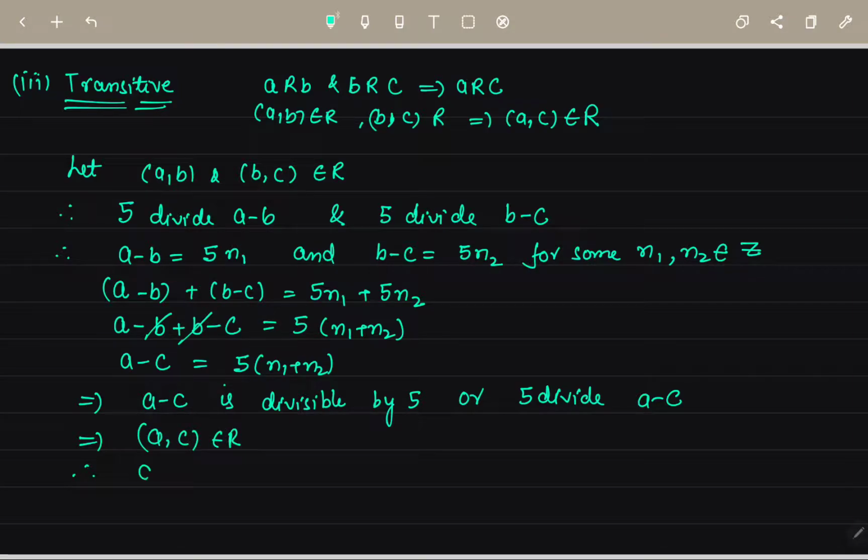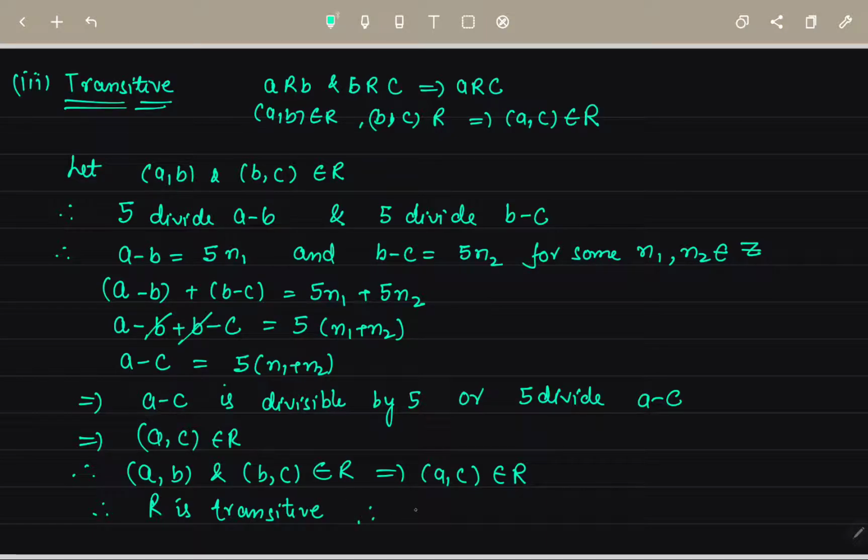सो देयरफॉर आई विल राइट ऑर्डर्ड पेयर ए बी एंड ऑर्डर्ड पेयर बी सी ये किसको बिलोंग कर रहे हैं, आर को कर रहे हैं। सो बिलोंग्स टू आर, belongs to R. So this implies जो ordered pair AC है वो किसको belong कर रहा है, R को. Hence R is transitive. यहाँ से क्या आ जाएगा हमारे पास, R क्या बन गया, transitive बन गया.